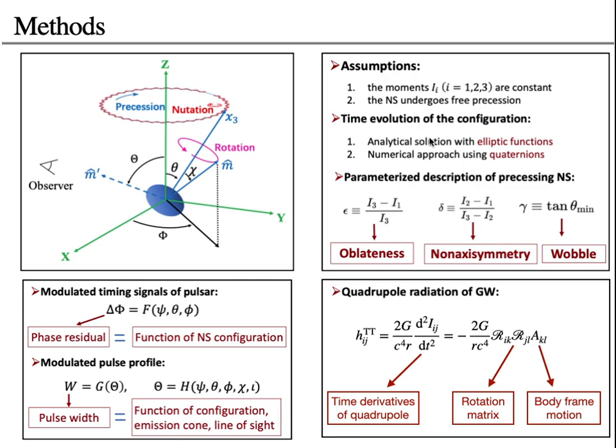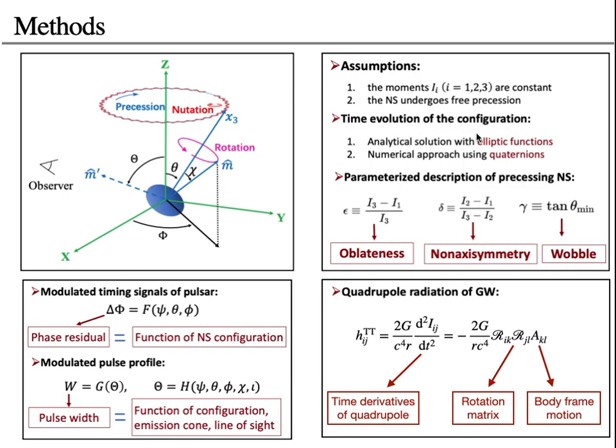We work out the time evolution of the configuration with analytical methods and numerical methods. We also use a parameterized description of precessing neutron stars. There are three important quantities. First is obliqueness, second is non-asymmetry, and third is the wobble angle.